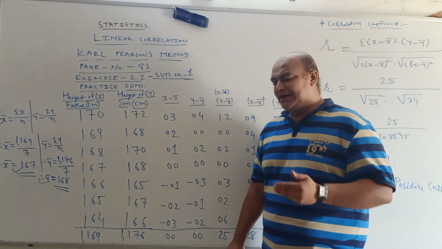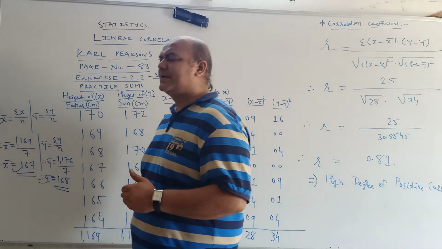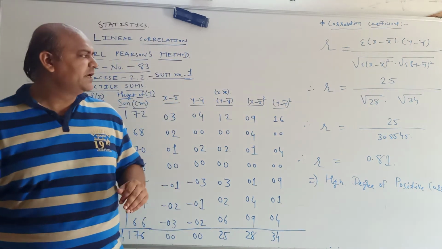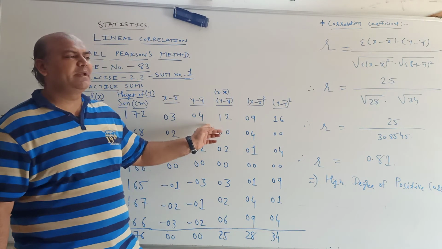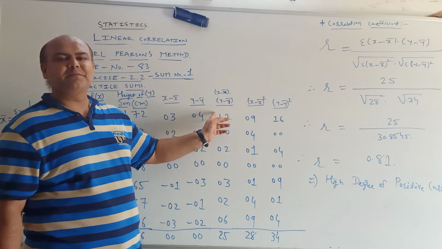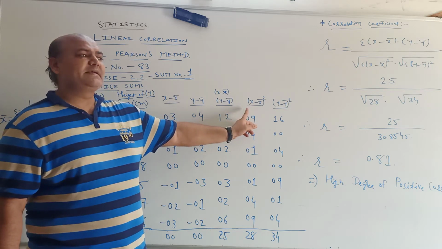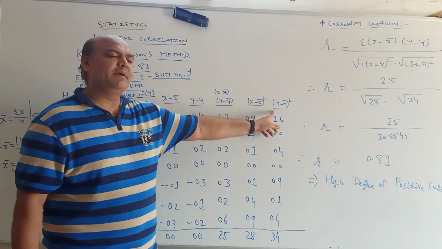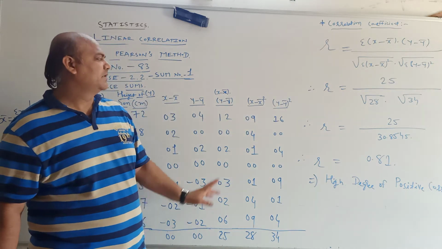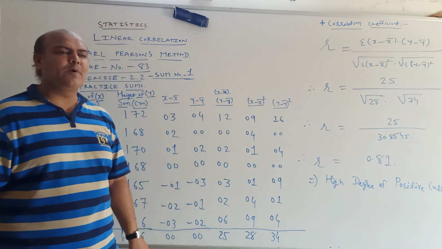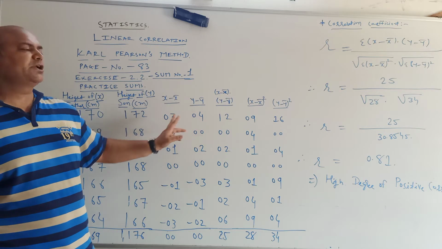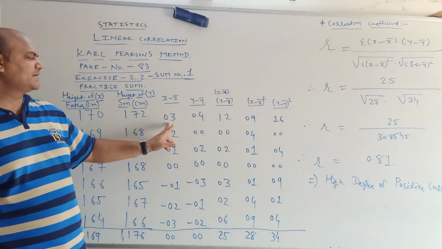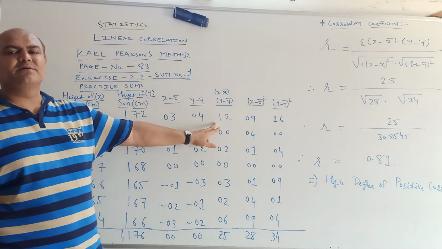After preparing these 2 columns, 3 additional columns we still have to prepare: x minus x bar into y minus y bar, x minus x bar square, and y minus y bar square. Now x minus x bar into y minus y bar means multiplication of both columns. x minus x bar multiplied with y minus y bar.